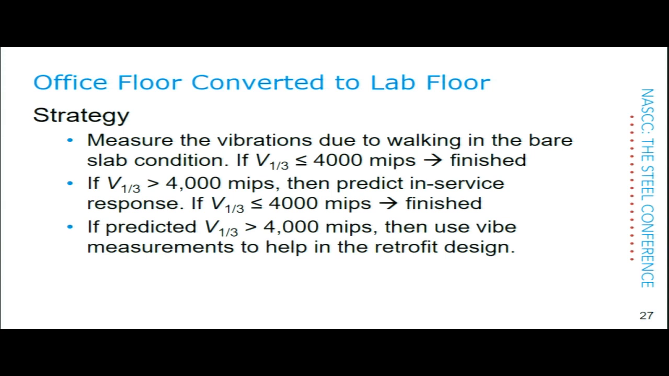If the velocity exceeds the tolerance limit, then we use the data from the first step to help us predict the in-service response. If that's less than 4,000 microinches per second, then we're finished. We move on to some other project. Fine. Okay. If that's not true, move to the last step. If the predicted velocity exceeds 4,000 microinches per second in service, then we use the measurements from the top bullet point to help us design the retrofit solution. So this is our strategy moving in. You see, we have a slightly different strategy on many of these projects. We have to think through what to do depending on what's going on and what's required.